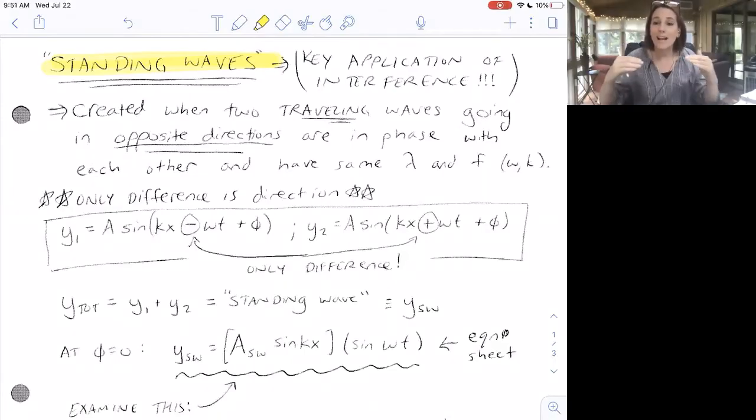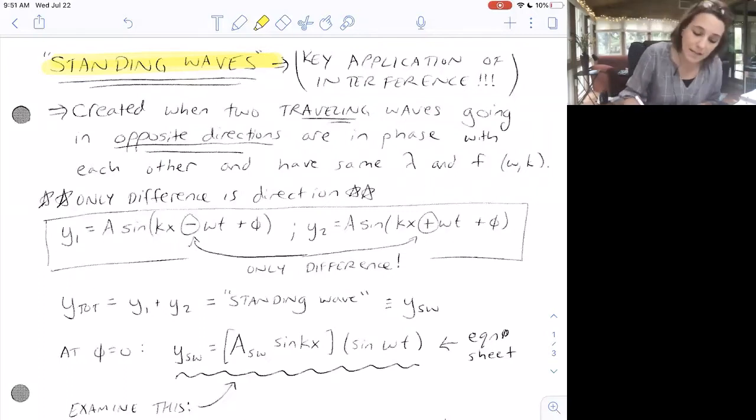So what's going to happen then is they're going to constructively interfere. And then we're going to get something that looks like a standing wave. So there is a supplemental video that lets you visualize that interference as it happens, and not just the math of it.